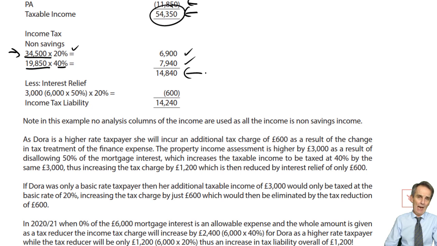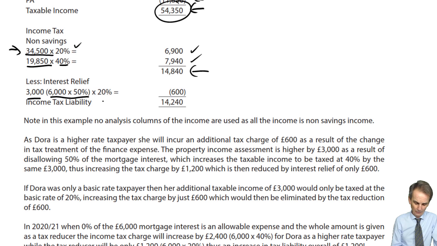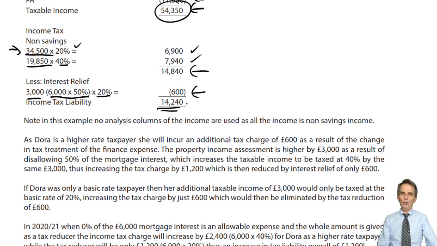But now we get this tax reduction, this interest relief, where we take the other 50% of the £6,000 finance expense incurred, i.e. the other £3,000, and give relief for it at the basic rate of income tax, some 20%. So that is a £600 reduction in our tax, creating an overall income tax liability of £14,240.